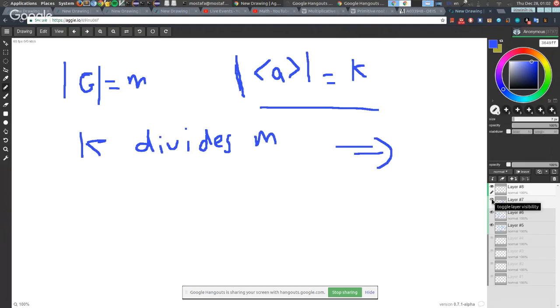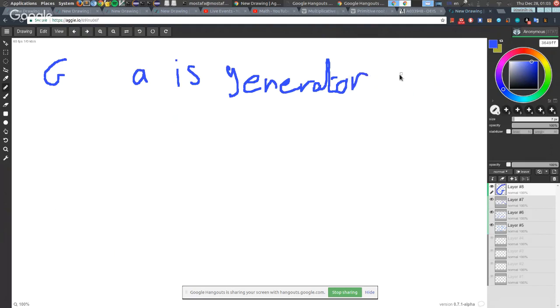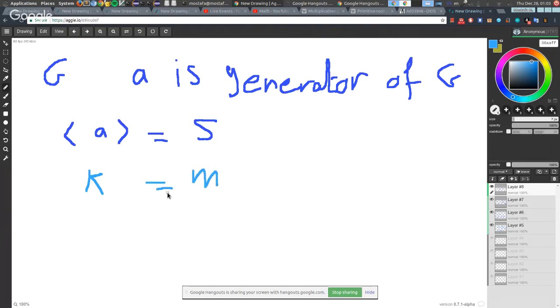Then we move to the next part. So what is a generator? If we have a group G, we say A is a generator of G only if the set generated by A is actually the set of all elements. We'll come to examples about that. This indicates that the size of this set is equal to K and the size of G is equal to M, so the sizes also need to be the same.